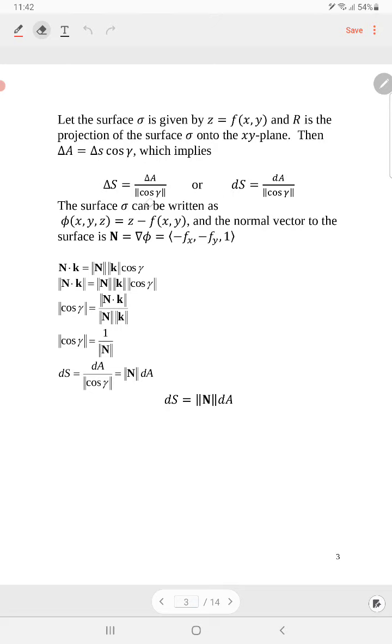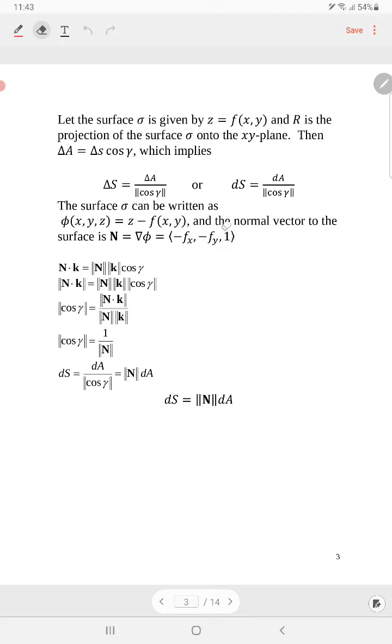Let's say the surface sigma is written as z equals f(x, y). If we rewrite the equation, we can write the surface as a function of x, y, and z. Let's call that phi. Phi of x, y, z is equal to z minus f(x, y). Or you can write it as f(x, y) minus z. It doesn't matter either way.